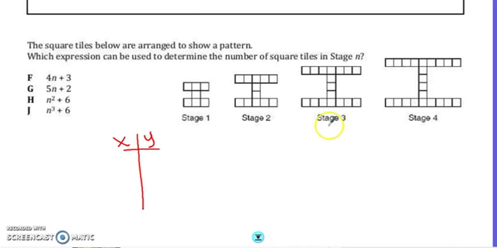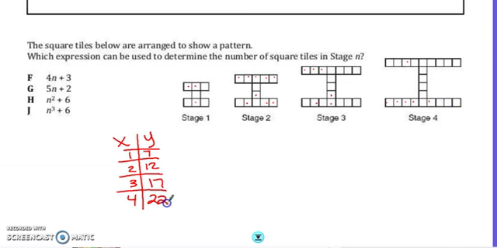I'm going to make a little xy table here. And 1, 2, 3, and 4, those are my x's. It may not say stage 1, stage 2, but this is the first object, so 1. That's the second object, so 2. And then I'm going to put how many boxes are there. So 1, 2, 3, 4, 5, 6, 7. So 1, 7. 2 would be 12 boxes. 3 would be 17. And then 4 would be 22.